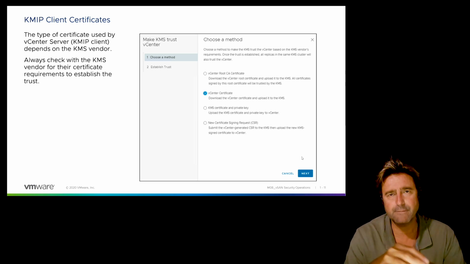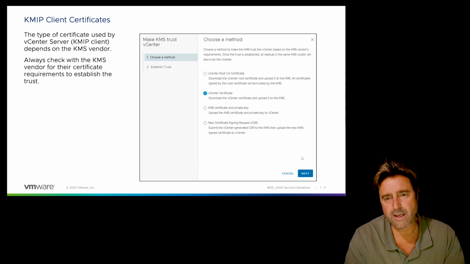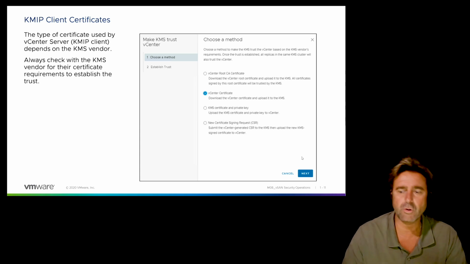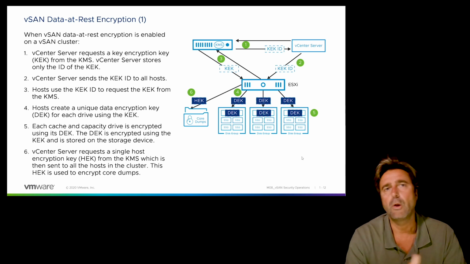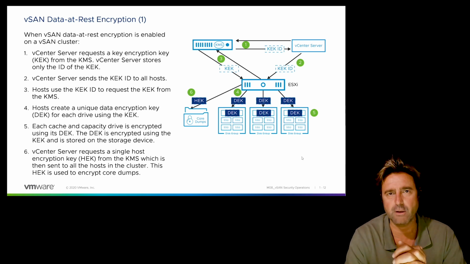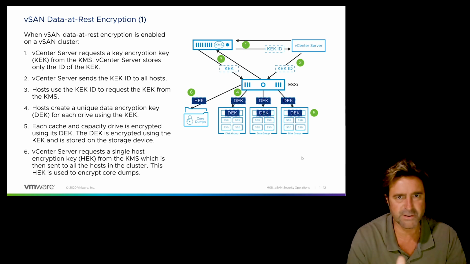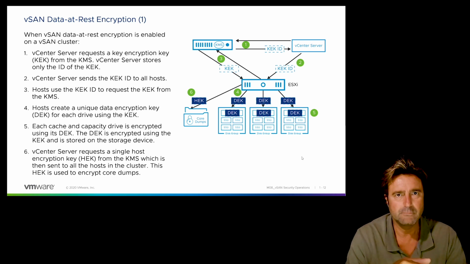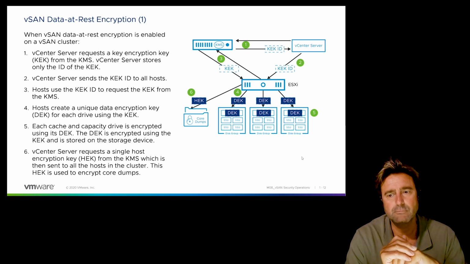Now, having said that, once you take care of this, the next thing you need to do is go to your cluster. You need to select Configure. You need to go to Services under vSAN. And you need to say, I want to enable data at rest encryption.